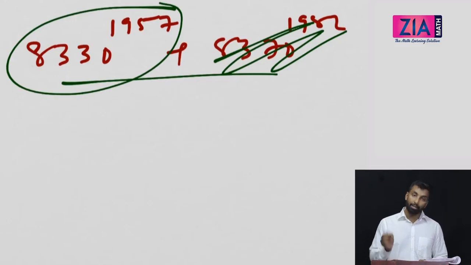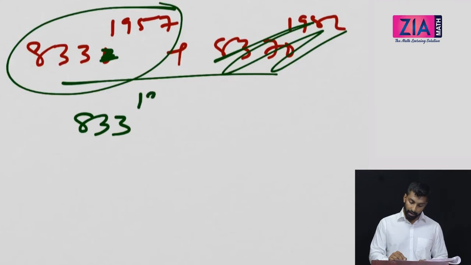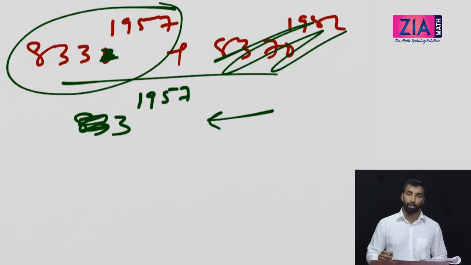And to find the last non-zero digit, we don't want to consider this 0, so it becomes 833 raised to 1957. Now you need to find the last digit of this, right? For a number ending in 3, you know how to find the last digit, and for that this 2 is not important, right? So you write it as 1957.